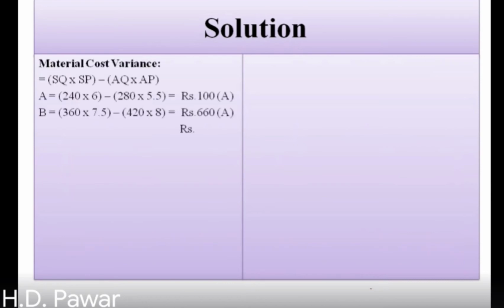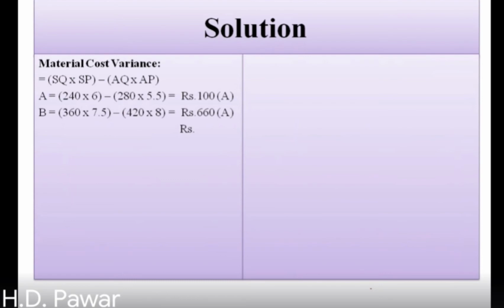First of all, we calculate material cost variance. Very simple. Standard quantity into standard price minus actual quantity into actual price. It is given, right?